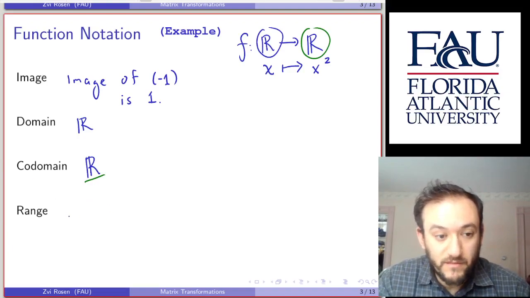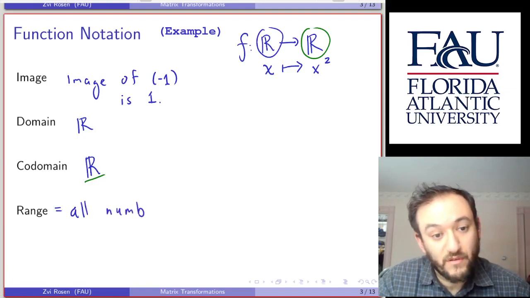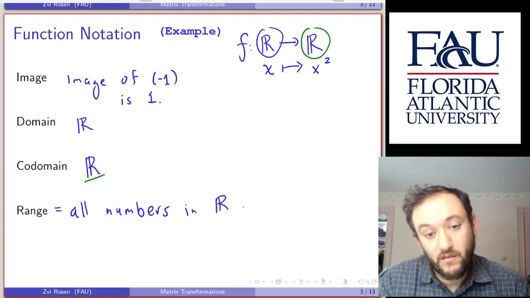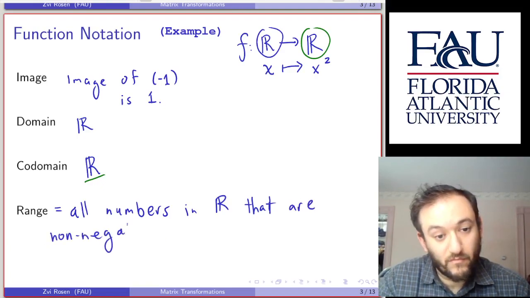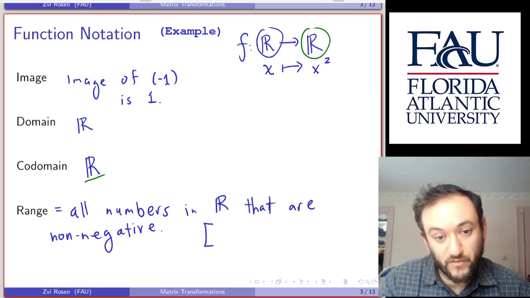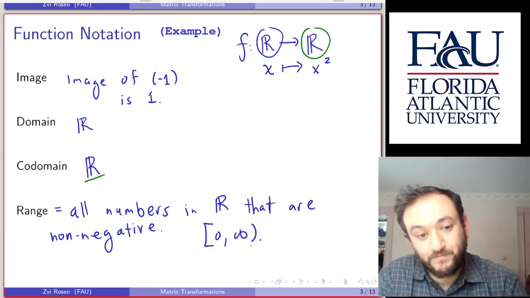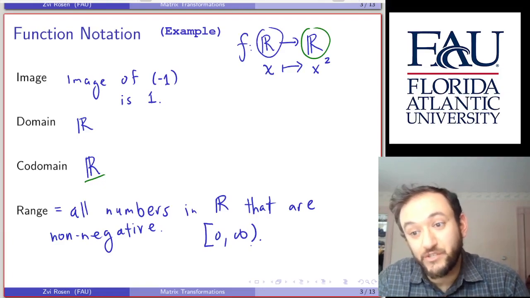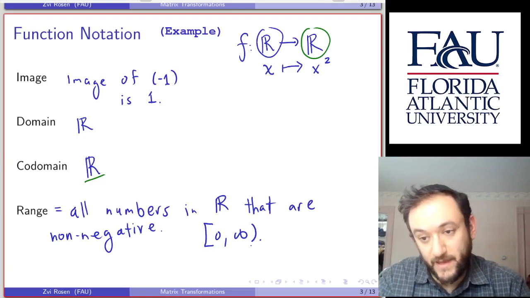So this is all numbers in R that are not negative. Alternatively, you could describe it as the interval 0 to infinity. Again, this is describing the range, the elements that are actually the images of something in A, in the domain.